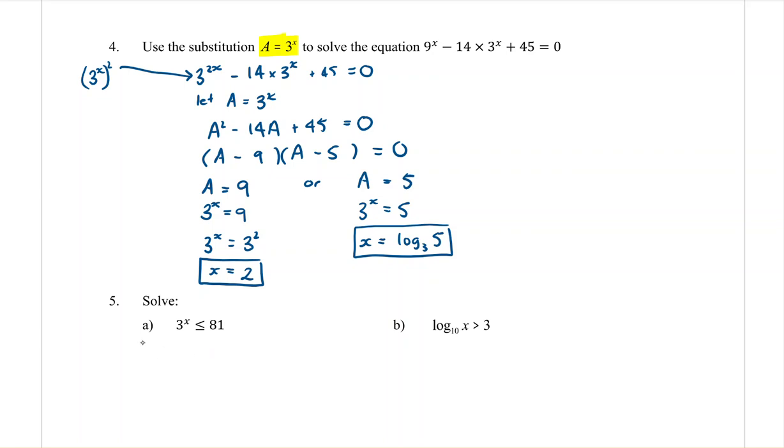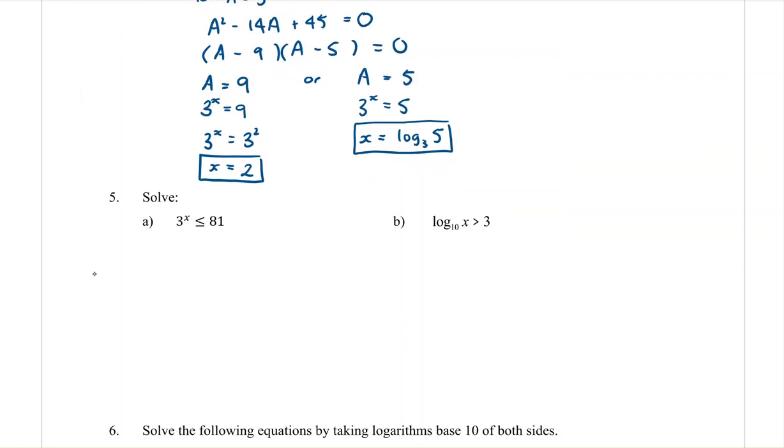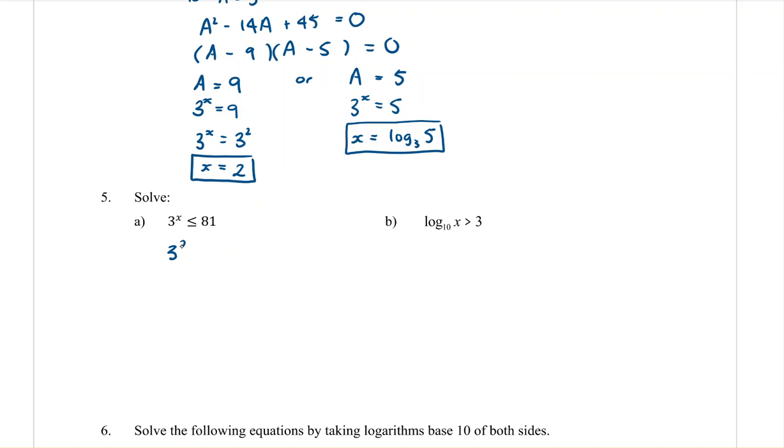81. Can I make 81 a base of 3? Yes. It's an easy one. I don't need to slide the base. So I can write 81 as 3 to the power of 4. If I can make the bases the same, that means I just have to compare the powers, which means that x is less than or equal to 4. You're treating that inequality just like you would a normal equal sign. Okay, it's just less than or equal to instead of equal to.